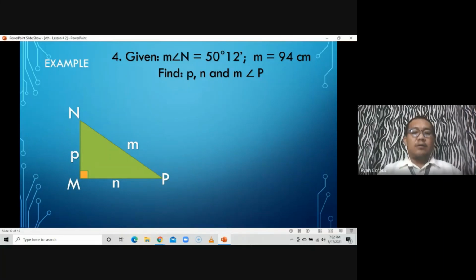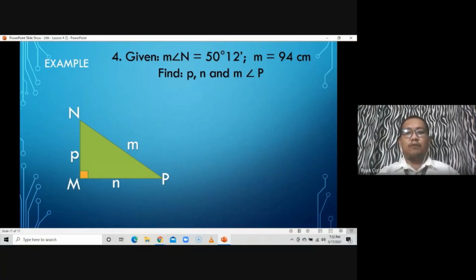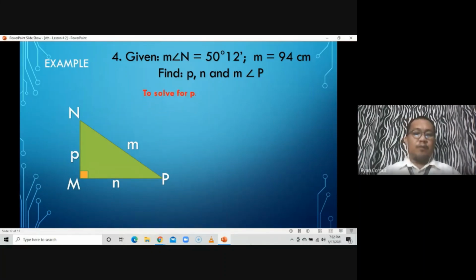So ang given natin, measure ng angle N is equal to 50 degrees and 12 minutes, while the measure of side M is equal to 94 centimeters. Find P, N, and measure of angle P. Unahin natin to find for the measure of side P. Solve for P. So this is what we are looking for. Ano yung may given natin? Side, measure ng angle N.